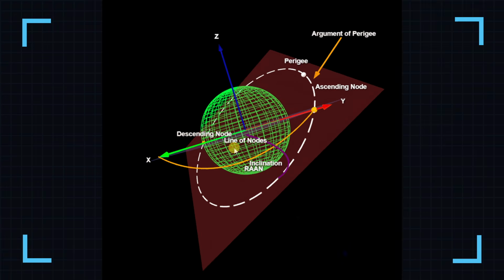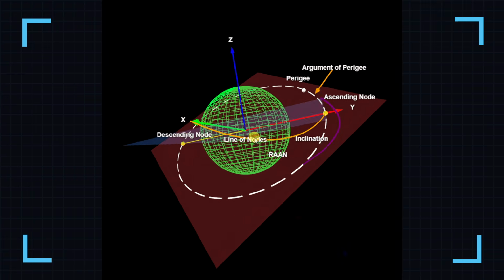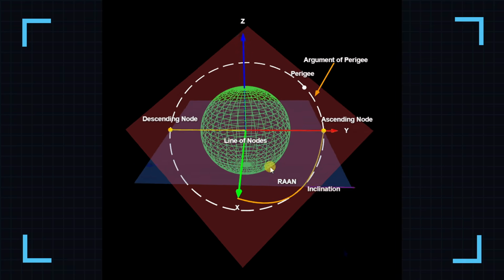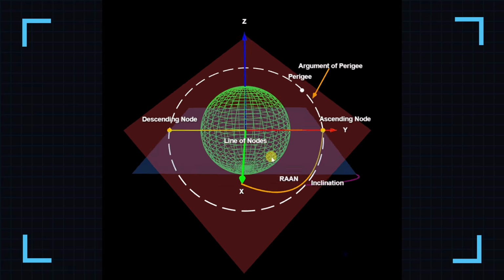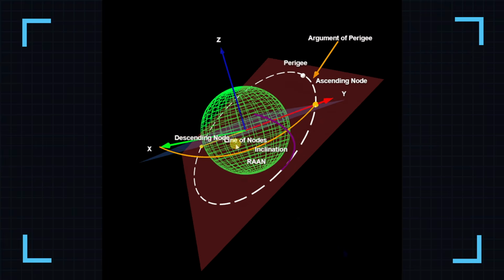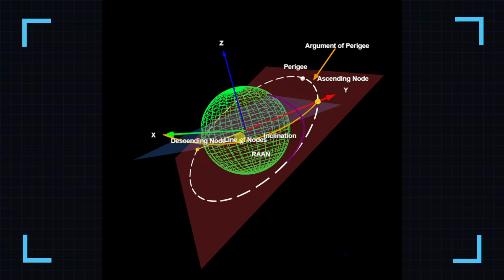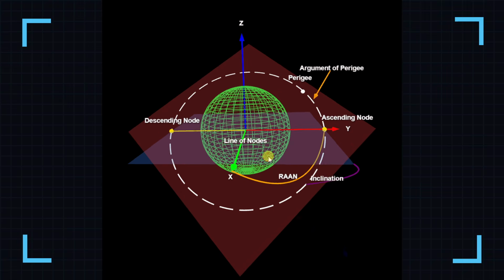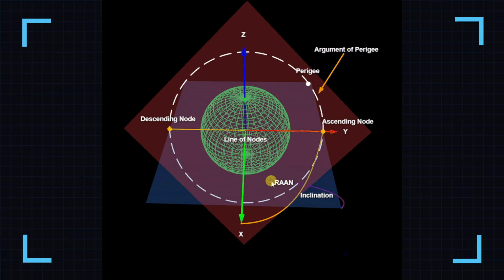The ascending node, the yellow dot on the right, is the point where the satellite crosses the equatorial plane, moving from south to north. Imagine the satellite going around its tilted orbit, and twice per revolution it punches through the equatorial plane. When it goes upwards, that's the ascending node. The descending node is the yellow dot on the left, and that's the opposite crossing southbound.